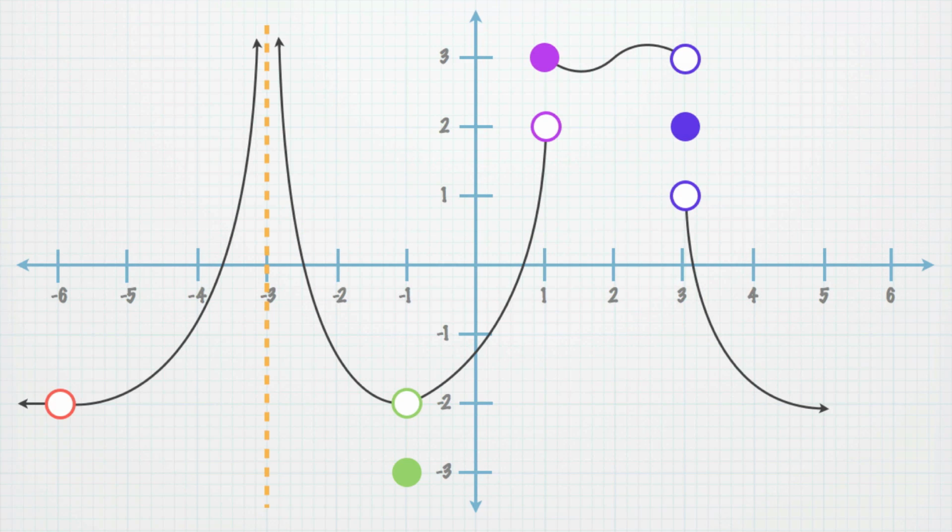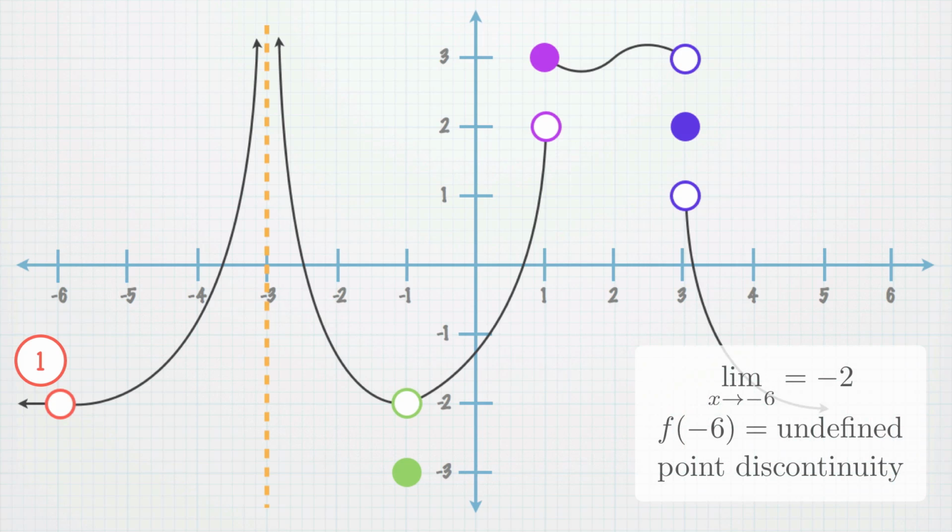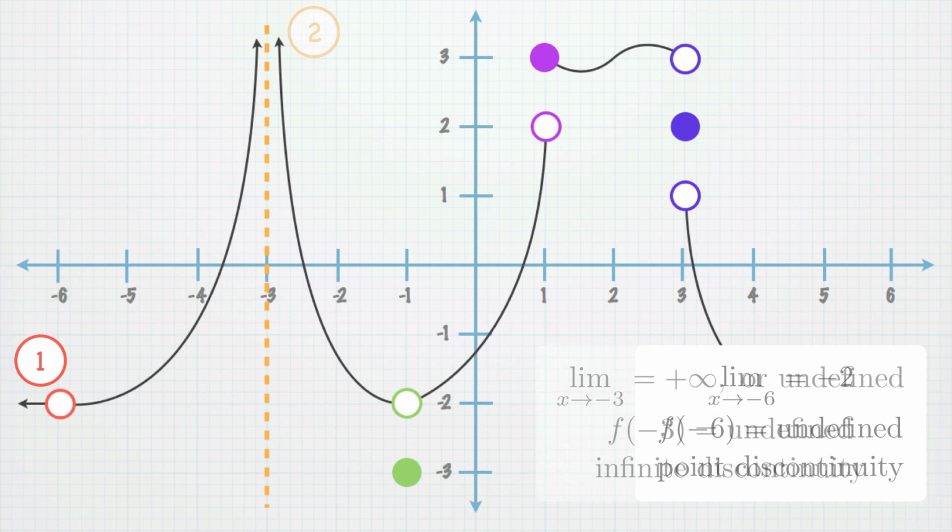Let's bring this all together and use what we know so far about limits and continuity to identify what's happening at each of these 5 points on this crazy graph of a function. At the first point, we have a point discontinuity at x equals -6. The value of the function there is undefined, but the limit of the function as x approaches -6 is -2. Whether you approach -6 from the left side or the right side, the function's value is approaching -2.